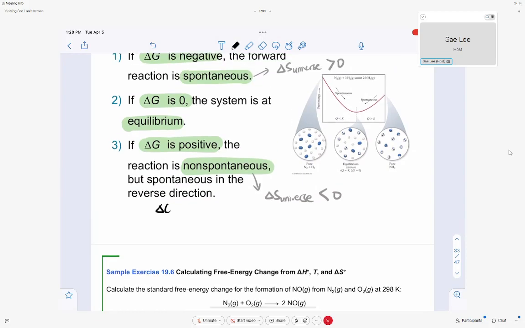I'm going to summarize this here. Delta G smaller than 0, negative delta G, the reaction is spontaneous.